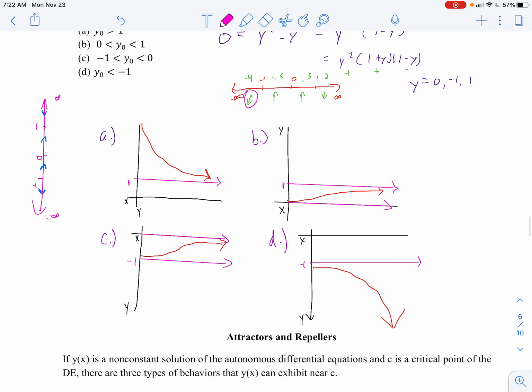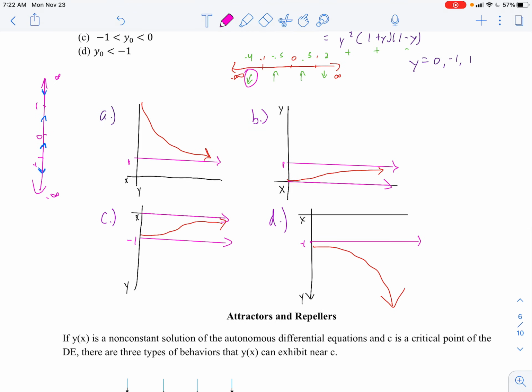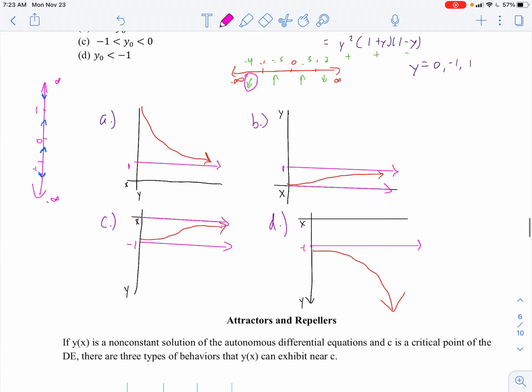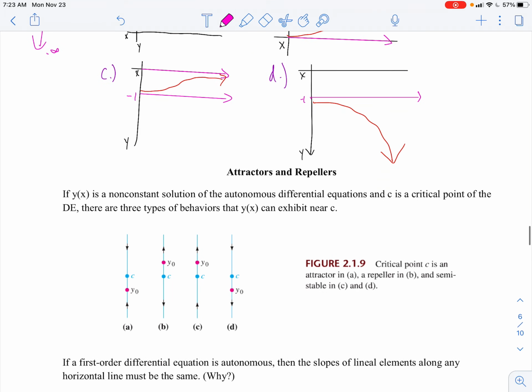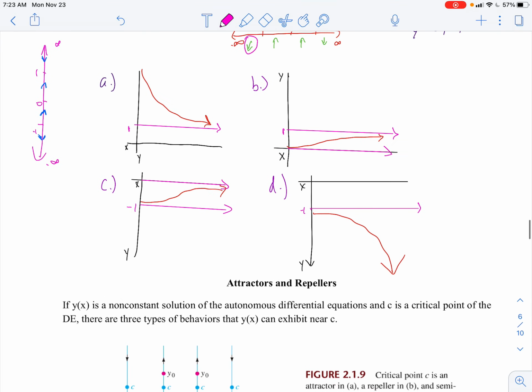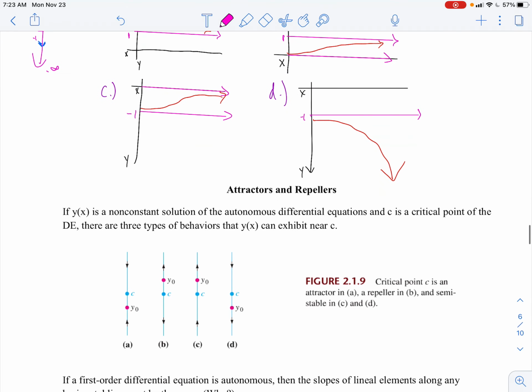All right, attractors and repellers. If y of x is a non-constant solution of the autonomous differential equation and c is a critical point of the differential equation, there are 3 types of behaviors that y of x can exhibit near c. The first is an attractor, where both graphs are going to be tending towards that constant. It's what we had for 1, where they both tended towards 1 in that previous example.